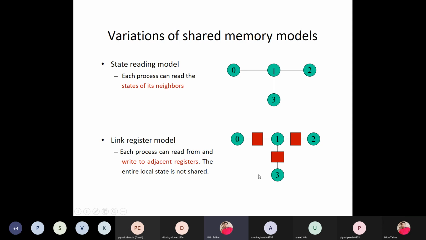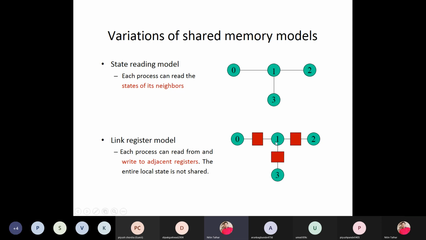In this diagram, each process can read the state of its neighbor, because in diagram number 1 there is only one shared memory, and each process, process number 0, 1, 2, 3, communicates with that single memory. Now here in this diagram that memory is not shown, but there is a shared memory, and that shared memory is shared with all the 4 nodes. So that's why each process can read the state of its neighbor.